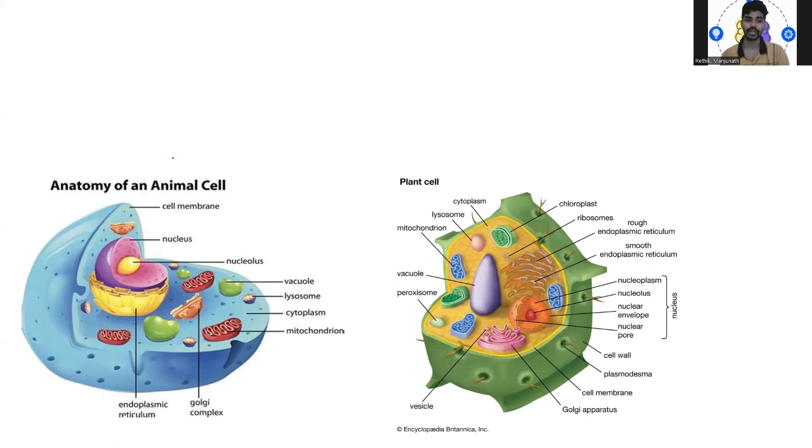But for right now, you can see this is the anatomy of an animal cell and this is the anatomy of a plant cell. In the animal cell, you can see a very well-defined, membrane bounded structure of the nucleus. Whereas in the plant cell, you don't see such a well-defined structure of the nucleus. So that is the major difference.